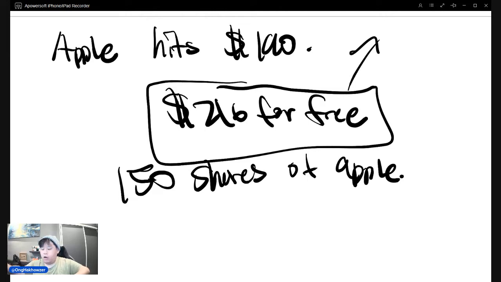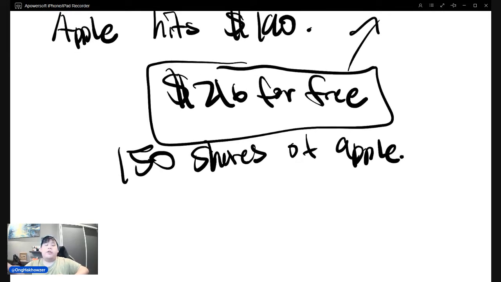premium for selling the call, if the price of Apple continues to go up, you have two different choices to do now. One, you can sell another call for even higher, which is you can do it for $230, $250, depending on the day itself.